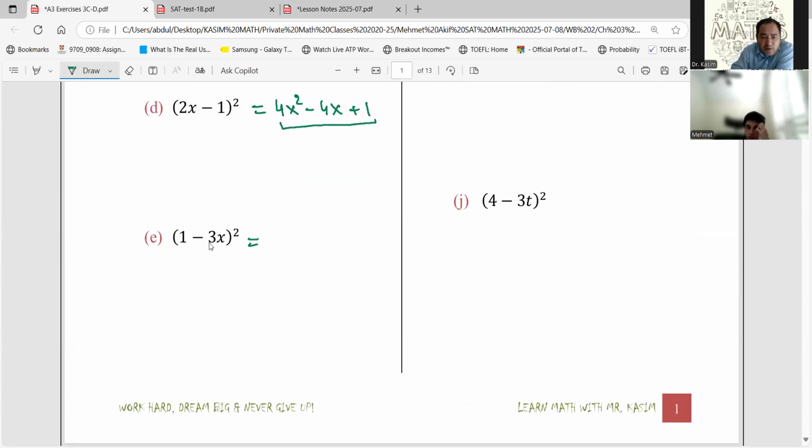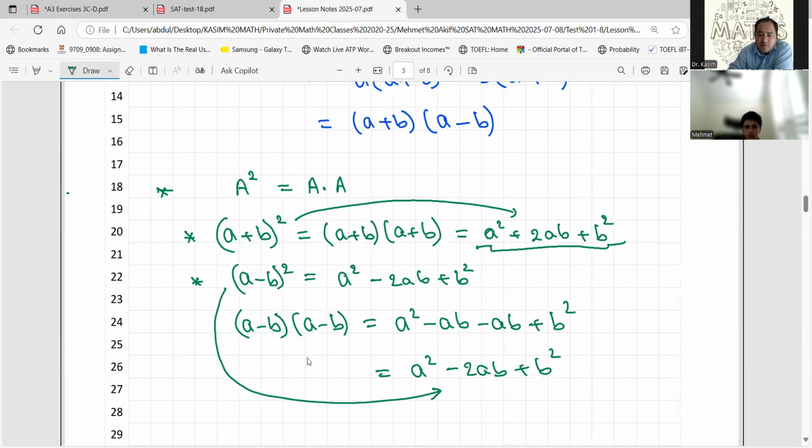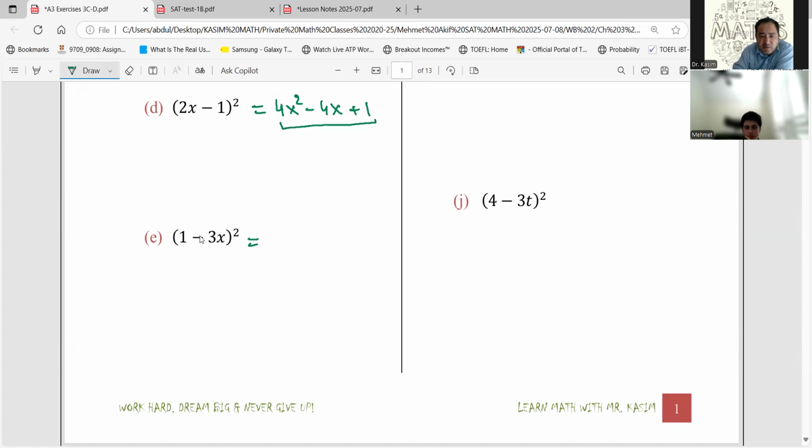So here we have (1 minus 3x) squared. In math we call this a binomial because we have two terms here, 1 and negative 3x. Since it is minus, I'm going to use the formula for (a minus b) squared, which is a squared minus 2ab plus b squared. So a squared is 1 squared, then minus 2 times a times b, which is minus 6x, plus b squared, (3x) squared is 9x squared. Does it make sense?